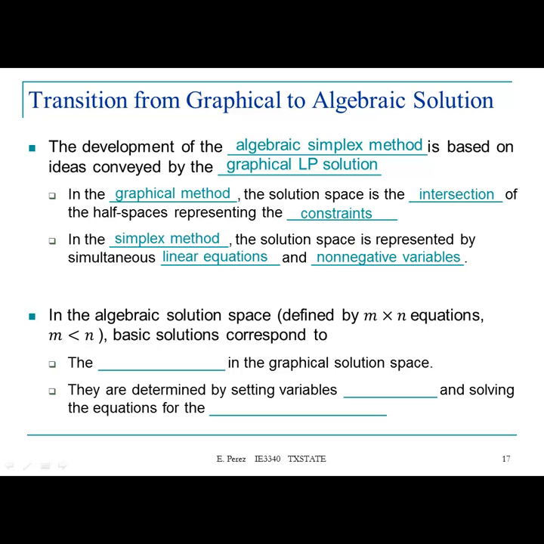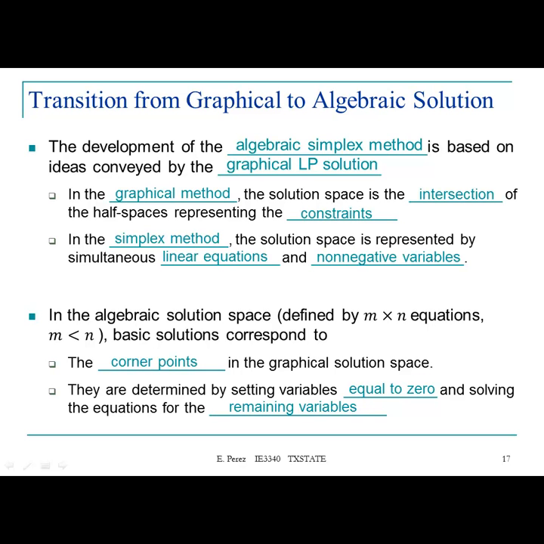So in the algebraic solution space, defined by the number of columns times the number of rows, basic solutions correspond to the corner points in the graphical solution space. And they are determined by setting the variables equal to 0 and solving the equations for the remaining variables. So once we find these basic solutions, those are our corner points in our graphical method.